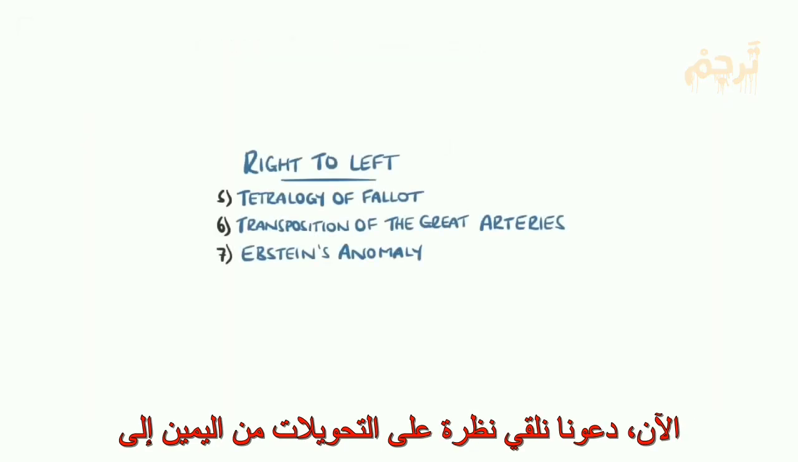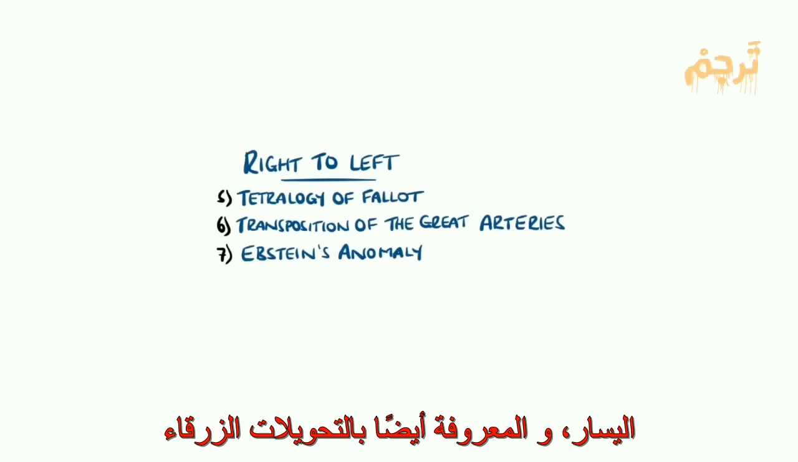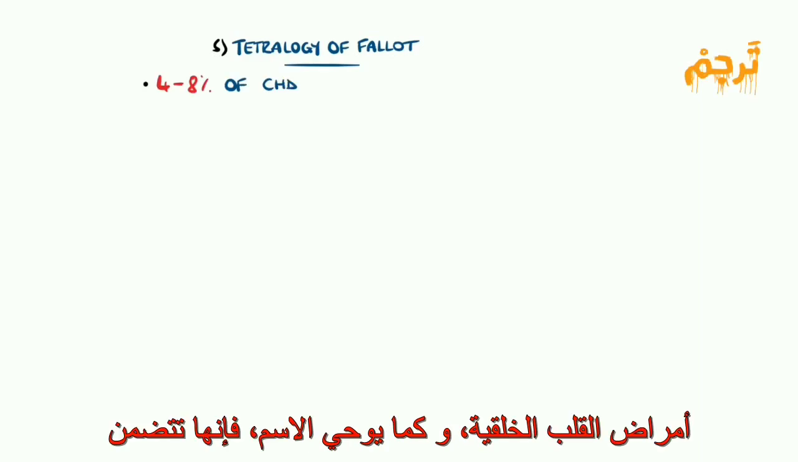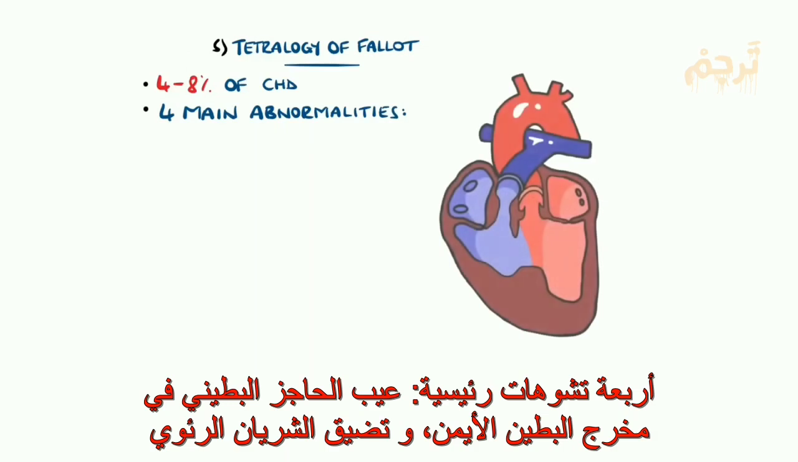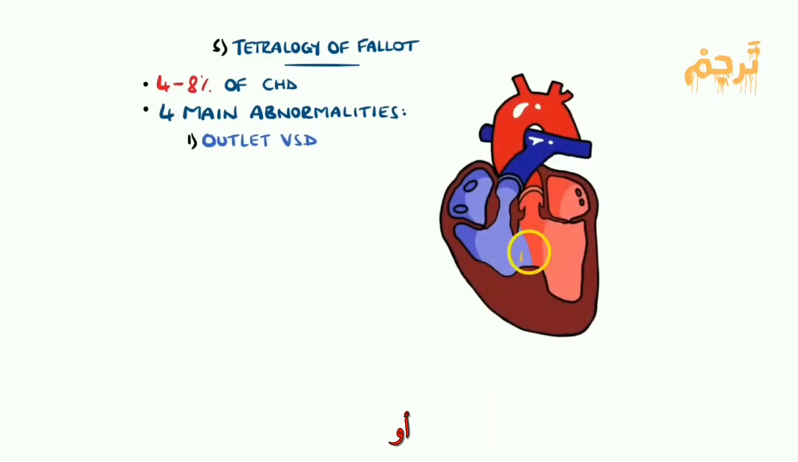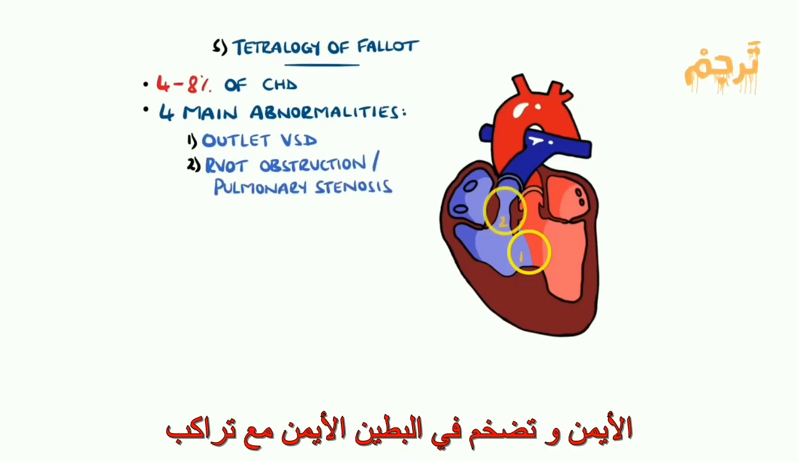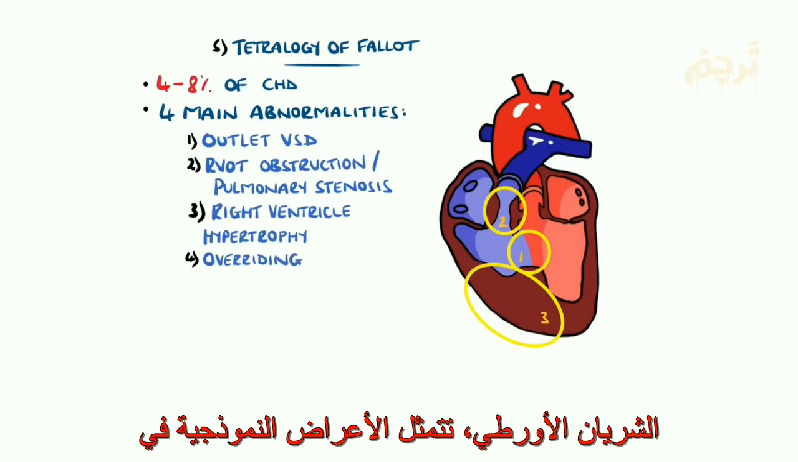Now let's look at the right to left shunts, also known as cyanotic shunts. The tetralogy of Fallot makes up around 4 to 8% of all congenital heart disease, and as the name suggests, it has 4 main abnormalities. There is an outlet VSD, pulmonary stenosis or right ventricular outflow tract obstruction, right ventricular hypertrophy, and an overriding aorta.